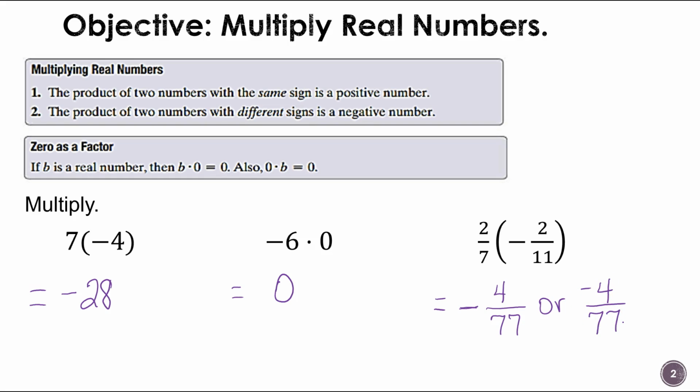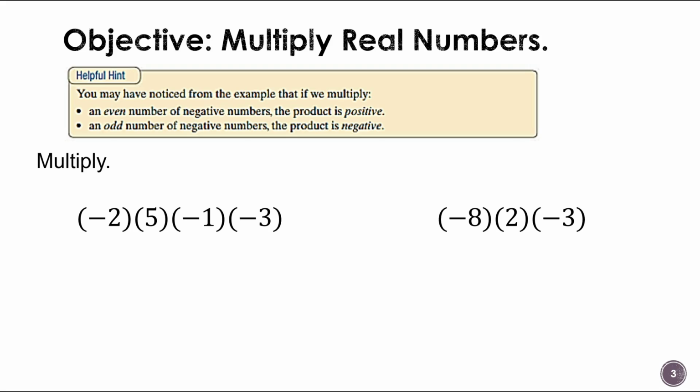And we could write it with the negative in the denominator, but most of the time that's not really a good idea because that's not considered simplified. Now, notice I have a helpful hint here. If it's an even number of negative numbers, when we're multiplying more than two numbers, we're going to get a positive result. And if it's an odd number of negatives, we'll get a negative result. Now, that's actually true even for two numbers if you think about it.